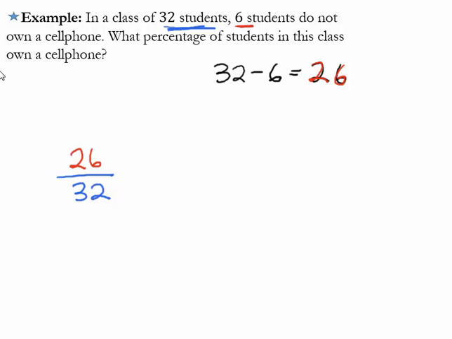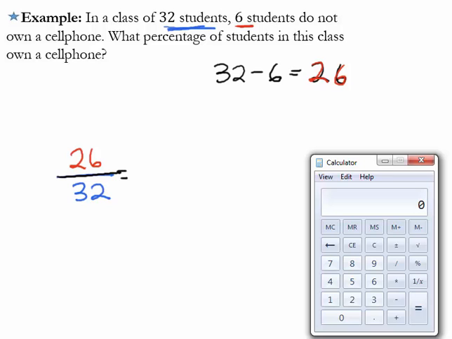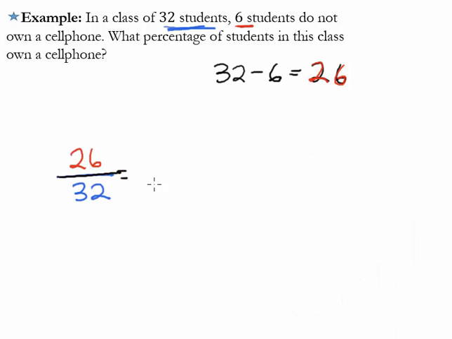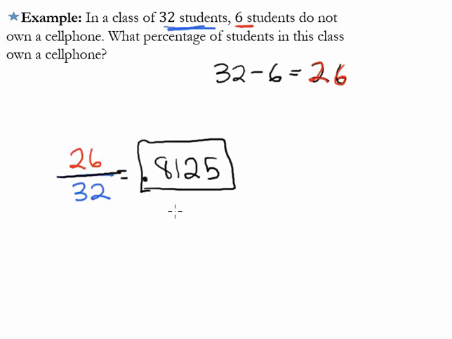What percent is that? Okay, and we could set this up as x over 100 and cross multiply, solve for x, or we can just use our calculator. So let's do that real quick. If I do 26 divided by 32, I get 0.8125. So let's write that down. I get the answer is 0.8125. And that is the final answer.